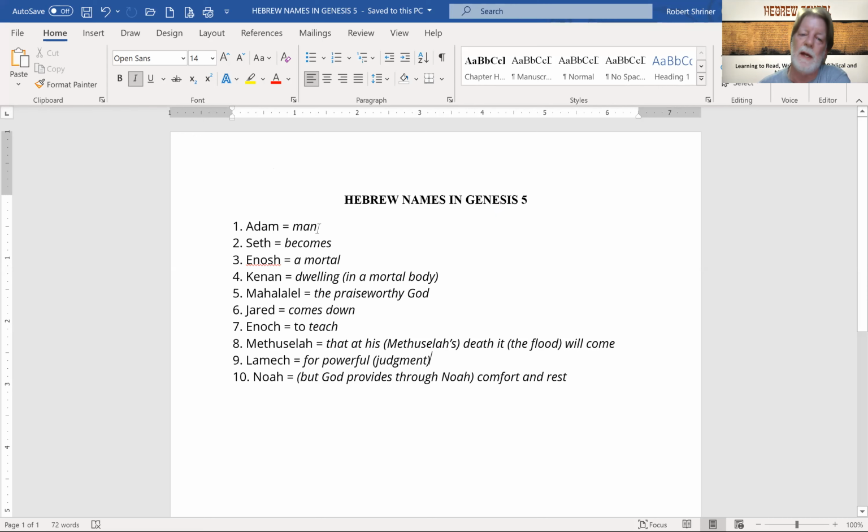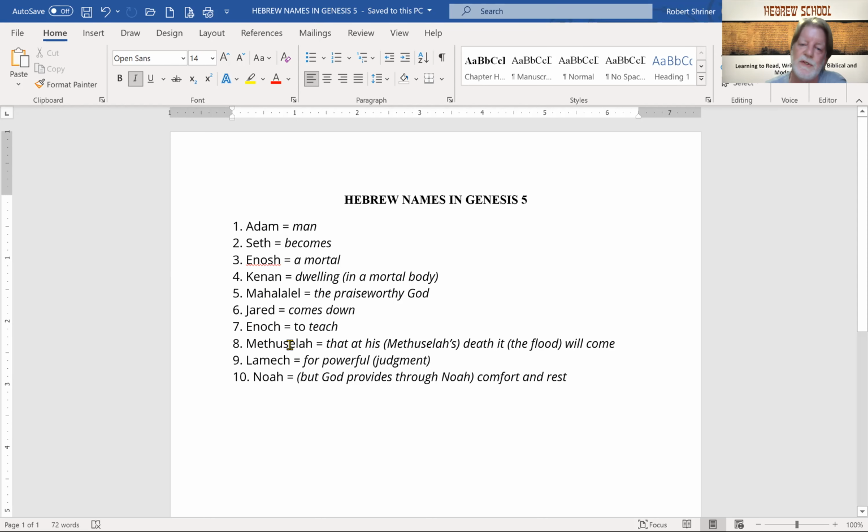Adam means man. You probably already knew that. Shet means to be established or to become. Enosh means to be mortal. It's talking about a mortal man, the weak nature of man. Canaan means a dwelling place. Mahalalel means that God is worthy of praise. Yared means to come down. Chanok means to teach. Enoch means to teach.